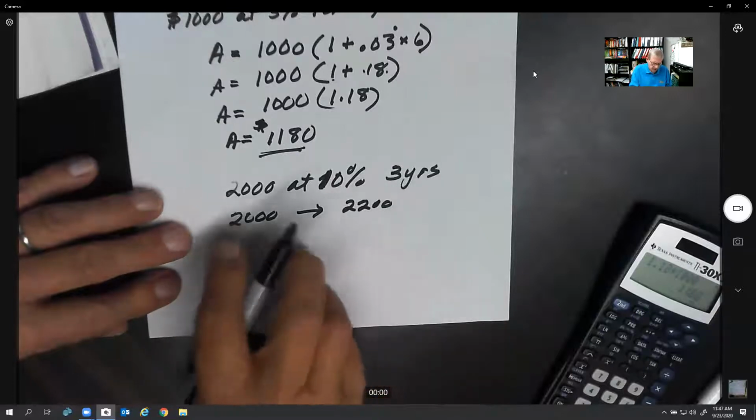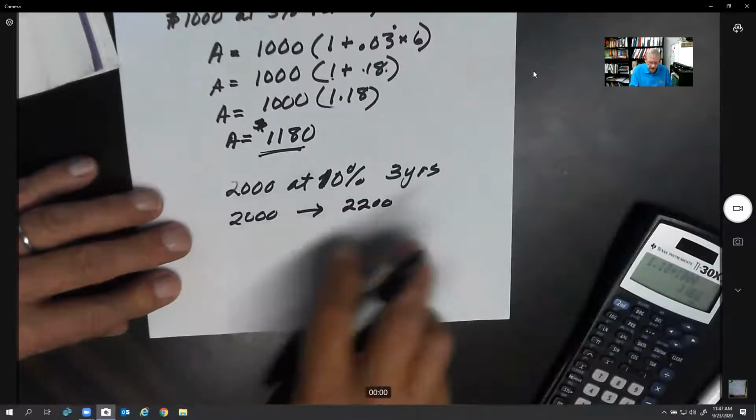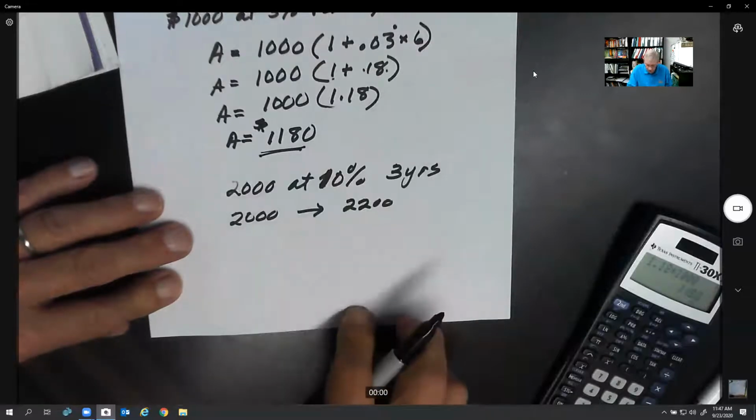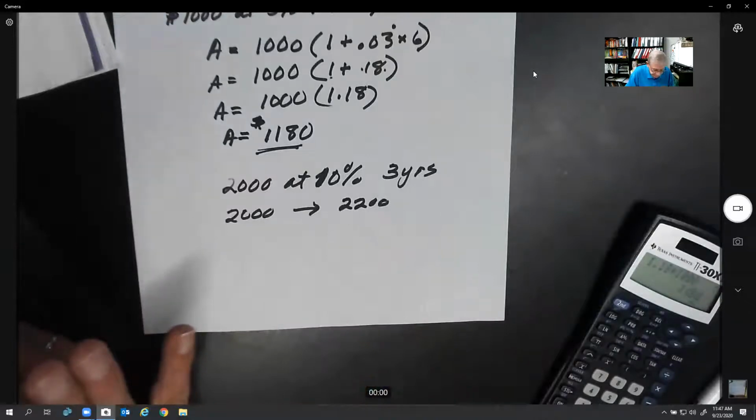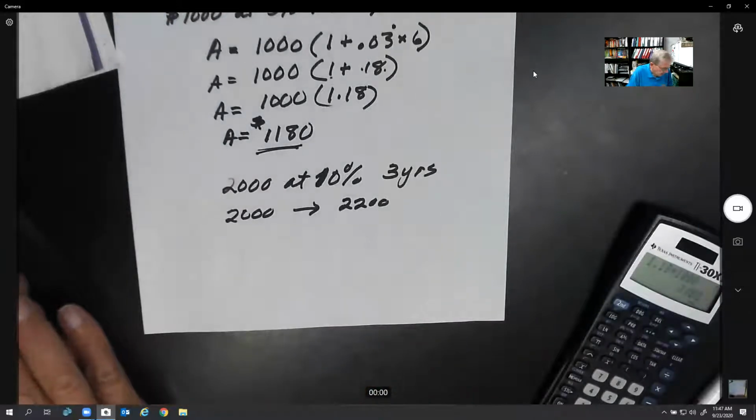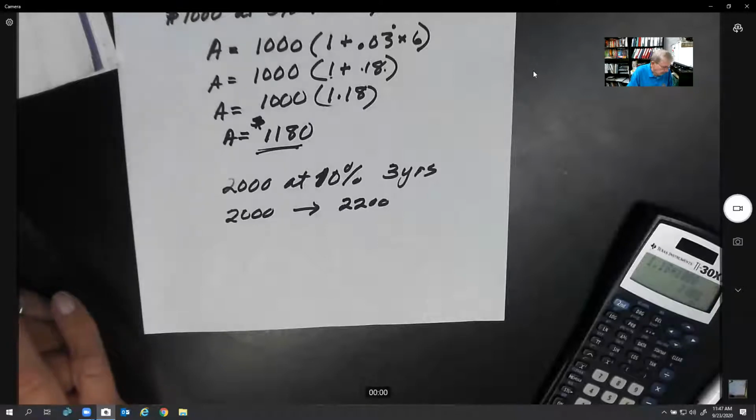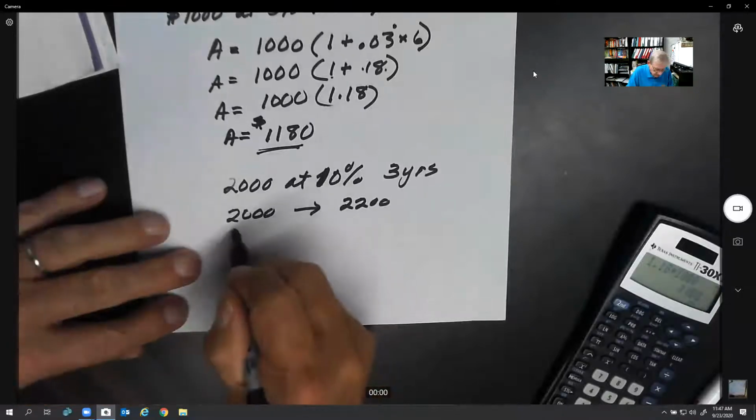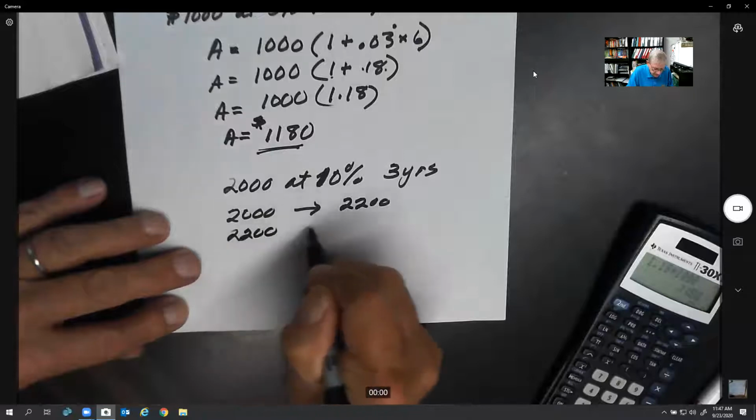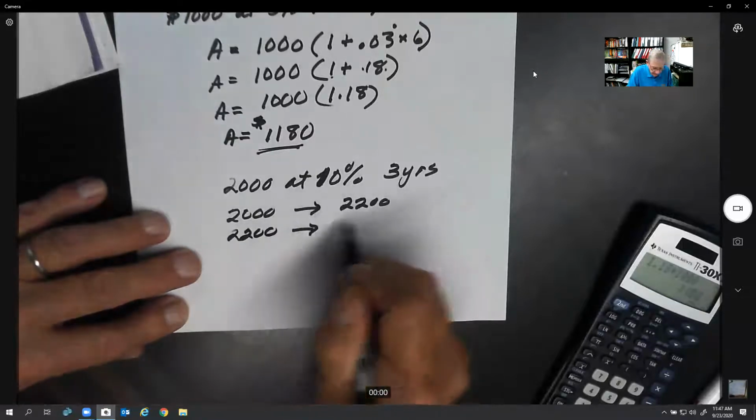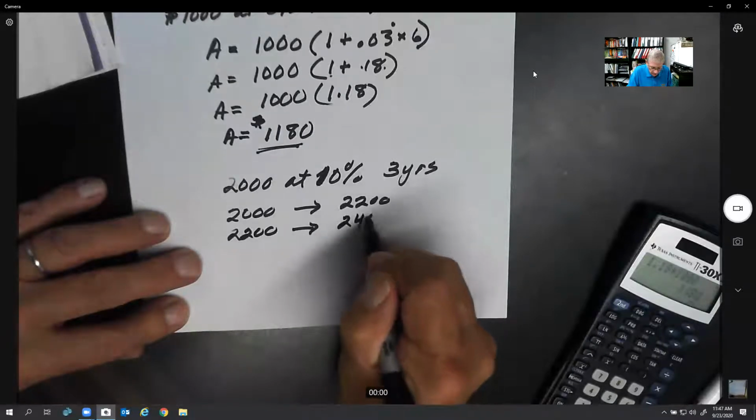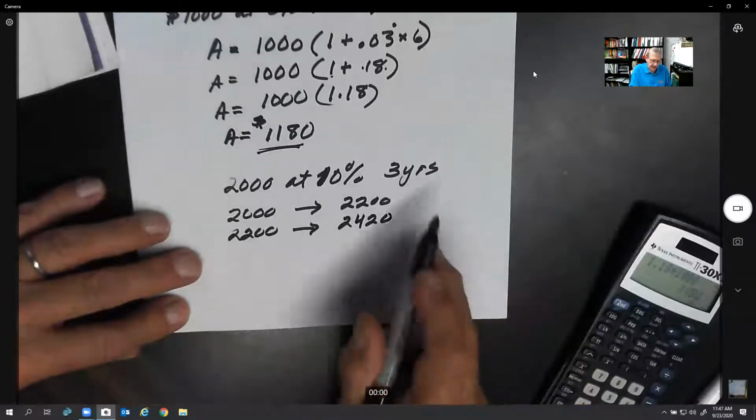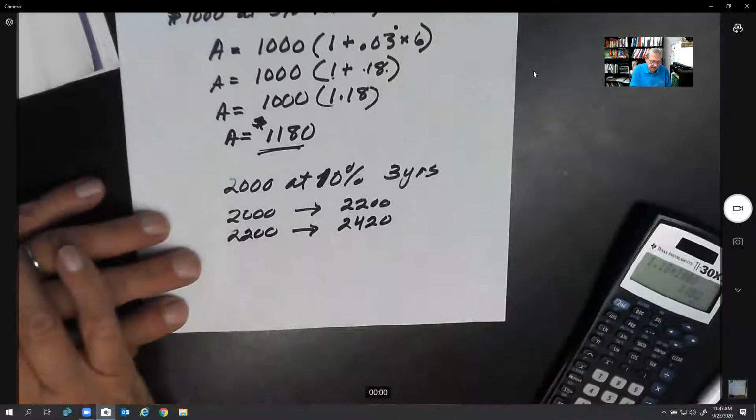Simple interest would start with 2,000 again the next year and the next year, and then would add them all up. But what we're going to do is start out with the $2,200, and we're going to figure 10% on that, and that's 2,420. That's how much you have coming back after the second year.